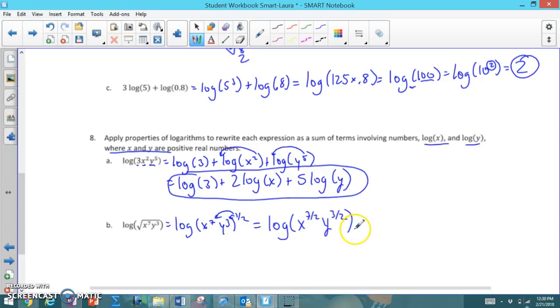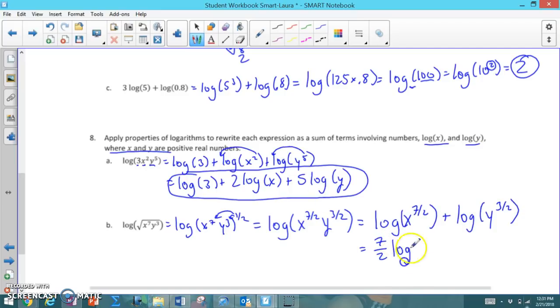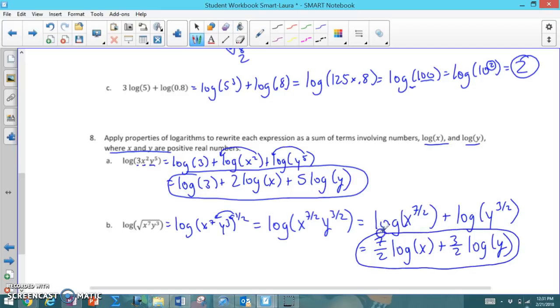Again, the order that you did that in wouldn't matter as much, but now I need to break it apart as log of x to the 7/2. Because it's multiplication, I add log of y to the 3/2. And last but not least, I'm not going to leave exponents, so I bring those out front. 7/2 log of x plus 3/2 log of y. So this is my final answer here, and there's different ways you could get to that same answer, and that would be just fine.